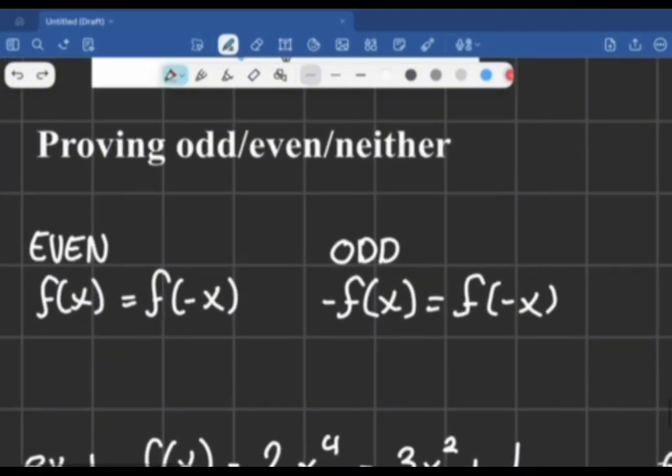There are also cases where the function is neither even nor odd. So you want to make sure that both cases are true or not true. If the function is not even, do not assume that means it's odd. Sometimes it can be neither odd nor even. Let's go through some examples.